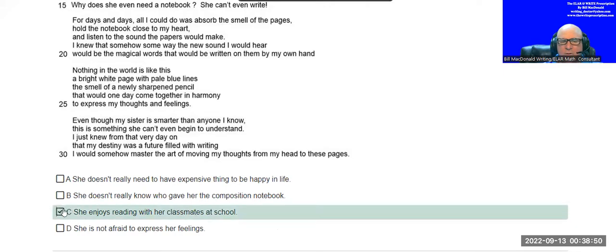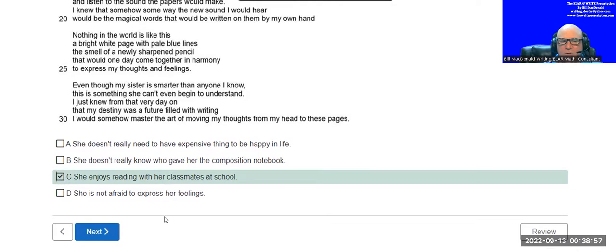Did I pick the right one? Yes. You can't enjoy reading with classmates if you don't know how to read.